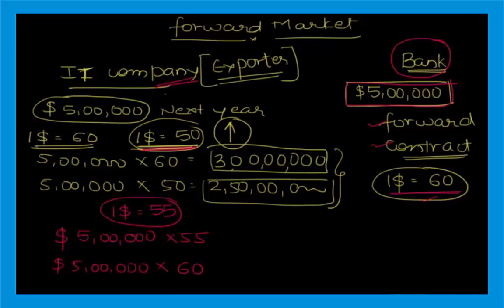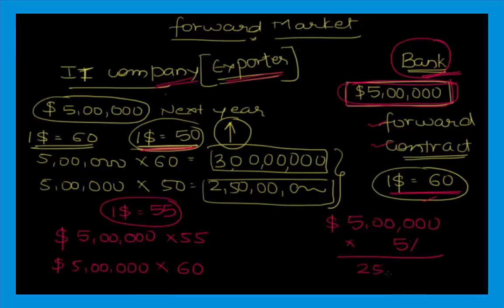For signing such a forward contract, the bank typically receives a fee from the exporter. The fee is normally a percentage of the amount of dollars or rupees that the exporter wants to hedge. So let's say the exporter is looking at hedging $5 million, then the exporter will have to pay 5% to actually go ahead and do such a transaction, which is close to $250,000.